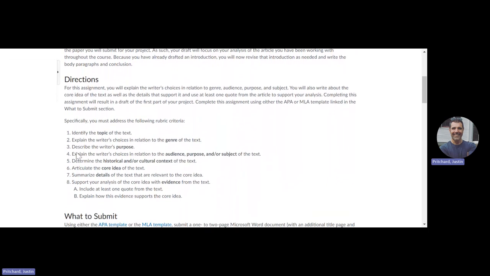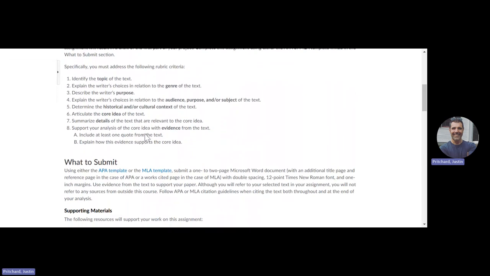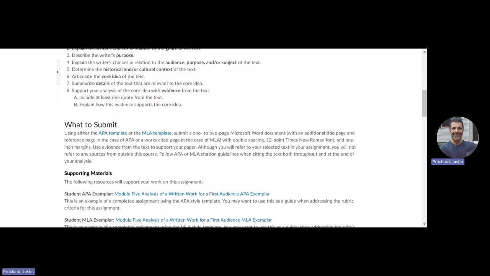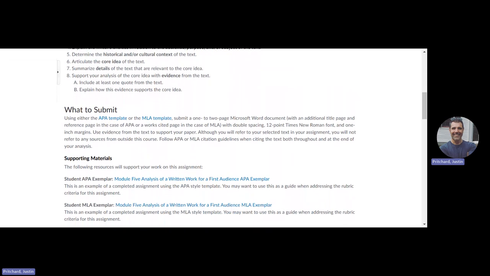And so you have some specific rubric criteria that the college is asking you to make sure that you adhere to. But I want to make sure that when we go down here, what you're submitting, an APA or MLA, 1 to 2 page Microsoft Word document. So we really should be looking at a document that's around 400, 500 words or so. So it's a much more significant document.